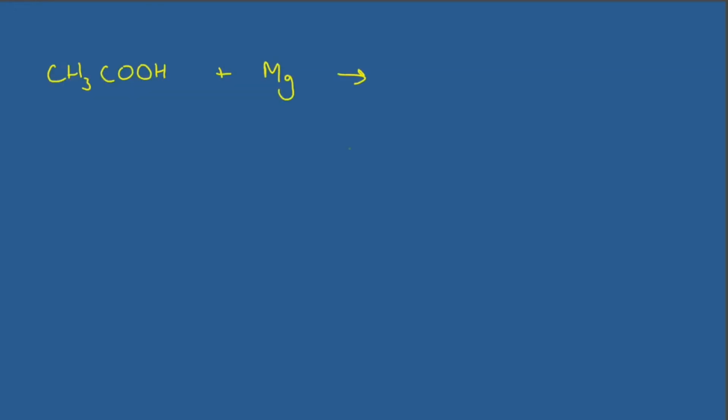Carboxylic acids will also react with metals because they can behave like a base. So here I've got ethanoic acid again, and I'm going to react it with magnesium. I'm going to make a salt, and the salt is going to be magnesium ethanoate. So it's the carboxylate salt.